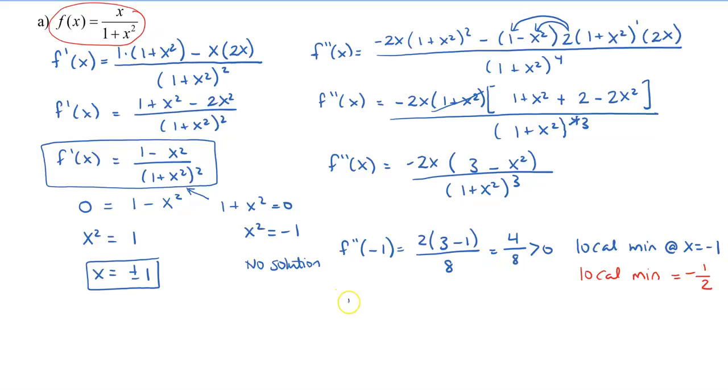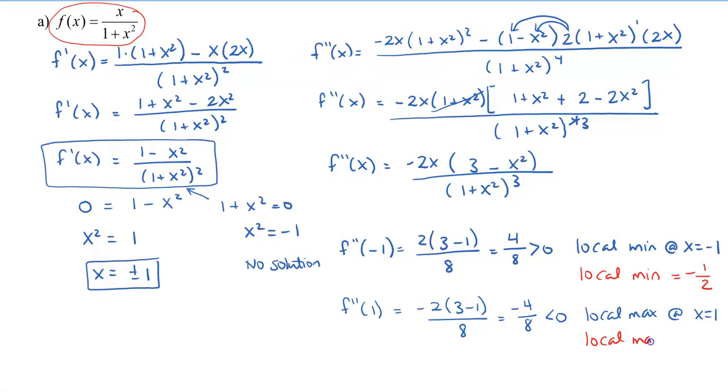All right, so now let's plug in 1. And I get negative 4/8, which is less than 0. So that means that I get a local max at x equals 1. And that local max value is equal to a half. All right, let's show you one more example.